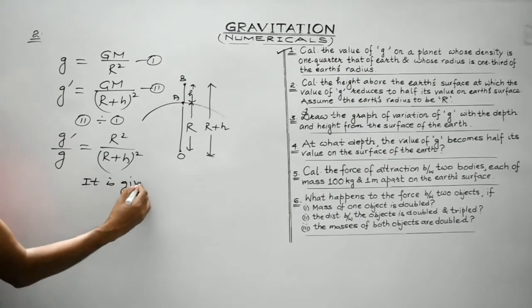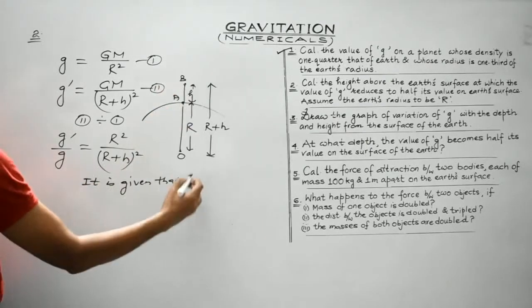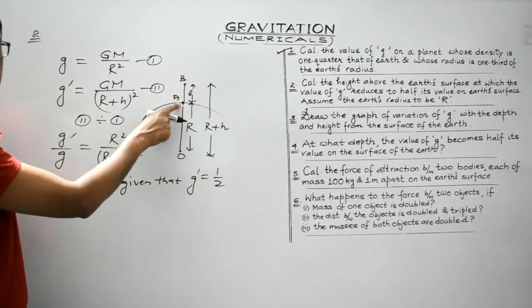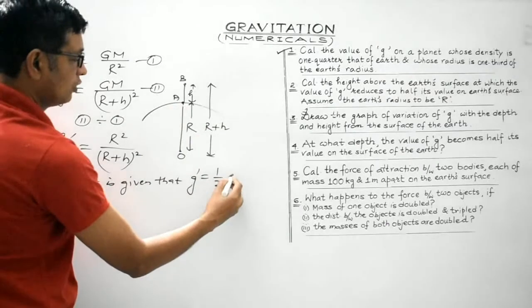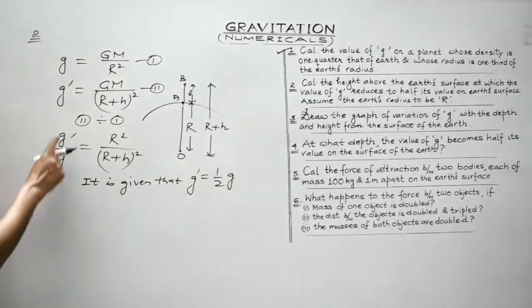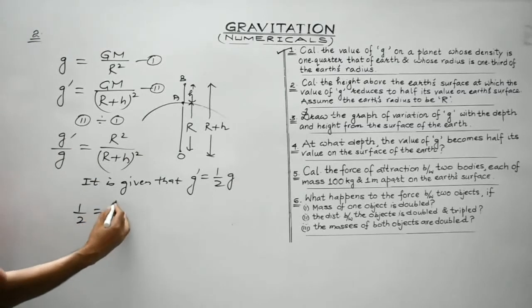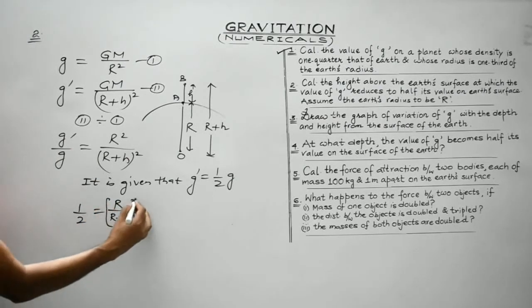It is given that here the value of acceleration due to gravity is half the value of acceleration due to gravity at point A, which is a point on the earth's surface. So g dash is half g. So g dash by g would be equal to half. So r over r plus h whole square, isn't it?